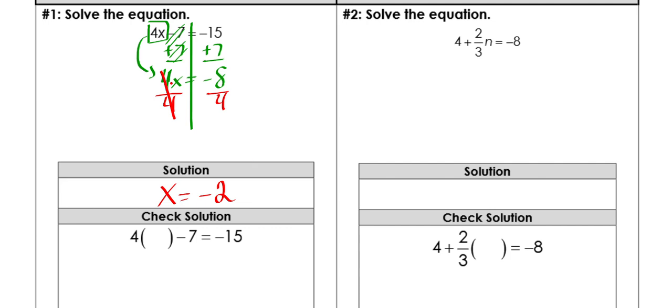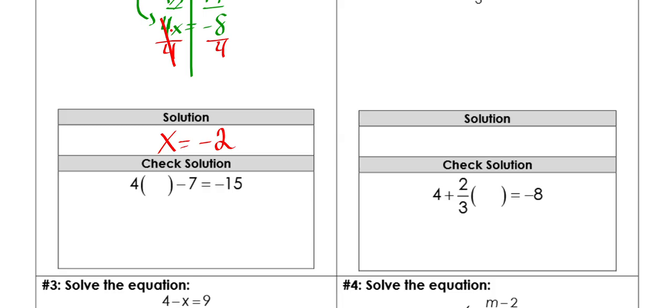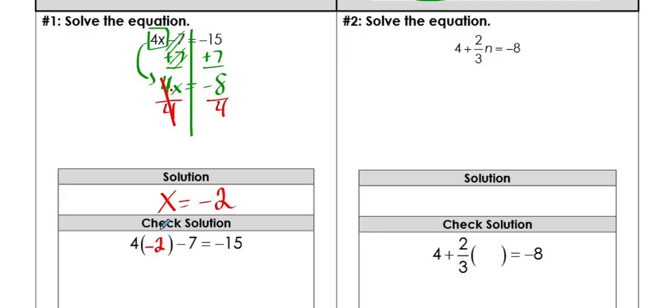Now remember, we can always check our answer to make sure that we're doing this correctly. We take negative 2 and we replace the x with it. So instead of that x, we're putting in negative 2. And then we're going to figure out what this equals to make sure that it actually equals the right side. So 4 times negative 2, that's negative 8. Minus 7, that is negative 15. So we did that one correctly.